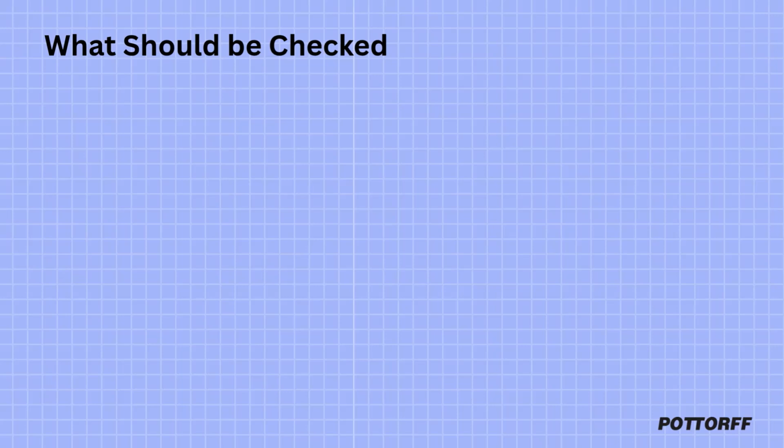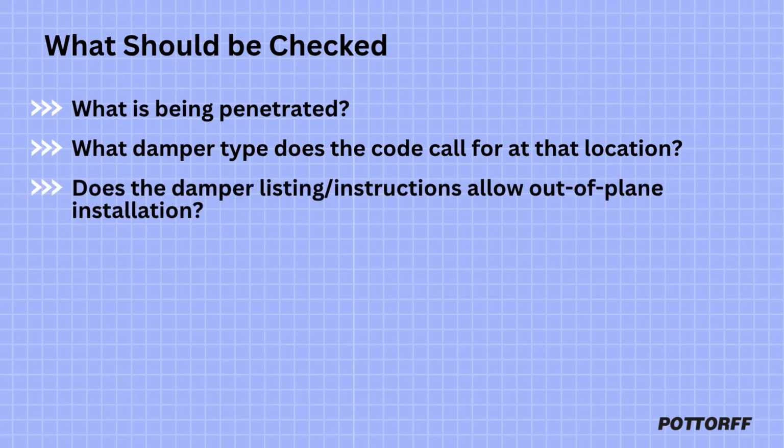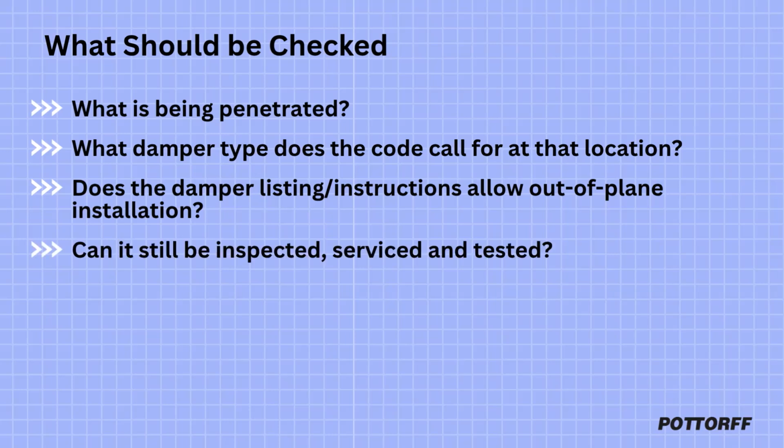So if you're on a project and someone asks, can we move this smoke damper outside the barrier? What should they check? That's a great question. One, what are we penetrating? A smoke barrier, a smoke partition, a shaft, a fire-rated wall. Two, what damper type does the code call for at that location? Three, does the damper listing and instructions allow out-of-plane installation? If yes, what distance and what details? Sleeve, retaining angles, breakaway condition, access, etc. Four, can it still be inspected, serviced, and tested? Because it's going to be. And five, AHJ alignment. If it's unusual, get it blessed early.